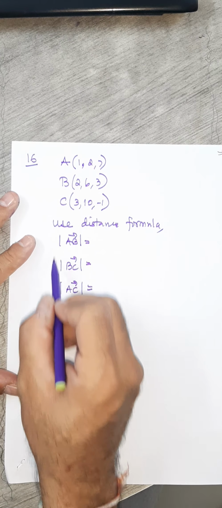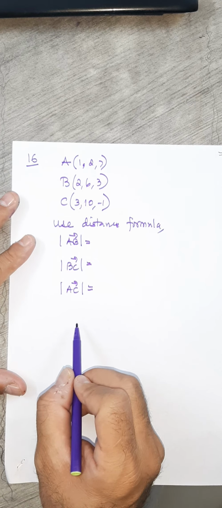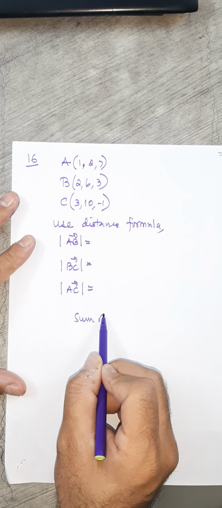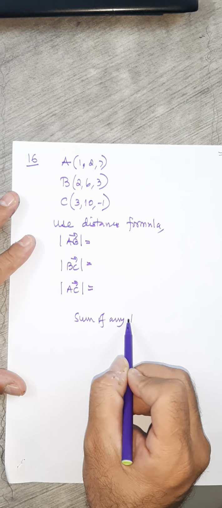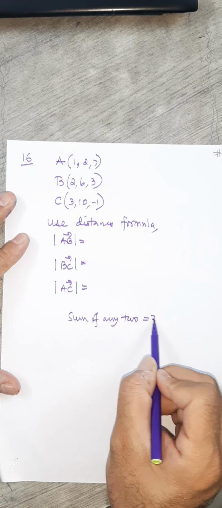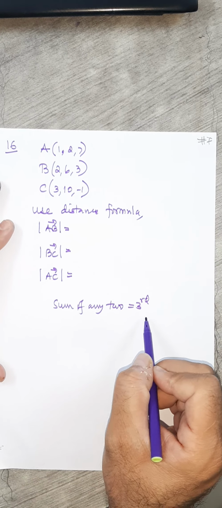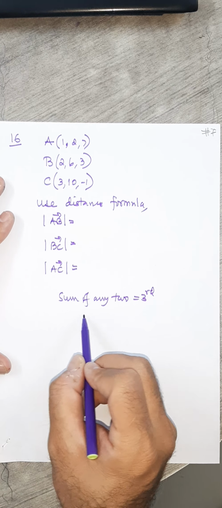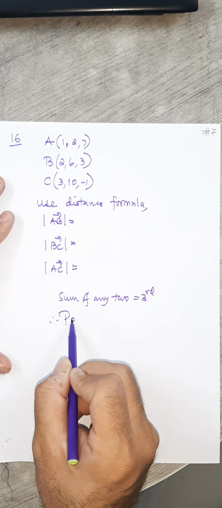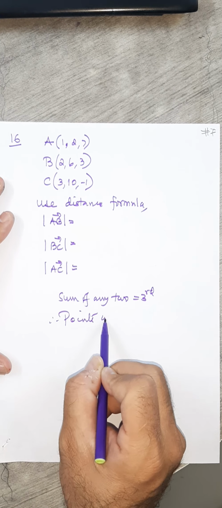You will notice that the sum of any two must equal the third one, the third measure. Therefore, the points are collinear.